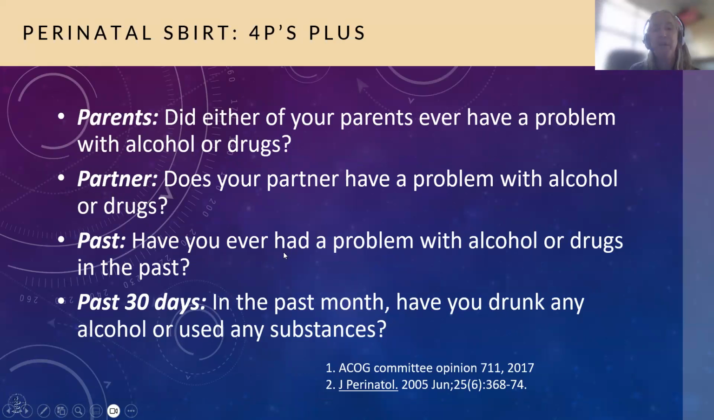If you're seeing a pregnant patient, we do recommend screening all pregnant patients for substance use. And the best screen is what we call the 4 Ps. First P is parents. Did either of their parents ever have a problem with alcohol or drugs? Second P is partner. Does their partner have a problem with alcohol or drugs? Third P is past. Have you ever had a problem with alcohol or drugs in the past? And fourth P is past 30 days. In the past month, have they drunk any alcohol or used any substances?